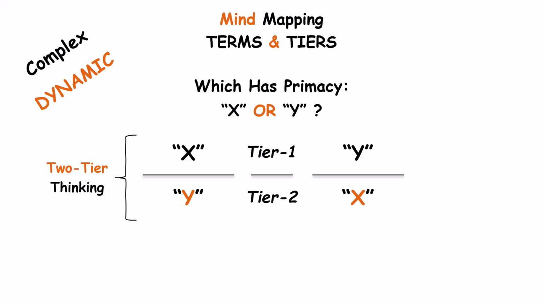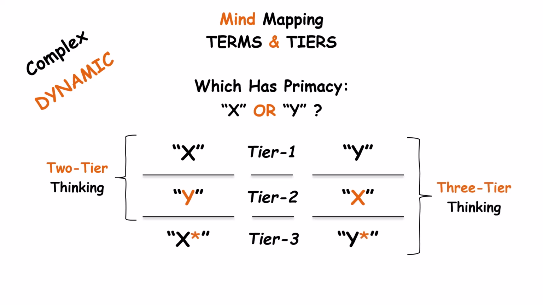Mind mapping allows us to manage this complexity by handling terms and tiers simultaneously, enabling us to compare and contrast relationships, hierarchies, and connections. Even more impressively, its dynamic structure allows us to add additional tiers without overwhelming us, maintaining clarity, simplicity, and adaptability in our understanding, something traditional approaches often fail to achieve.